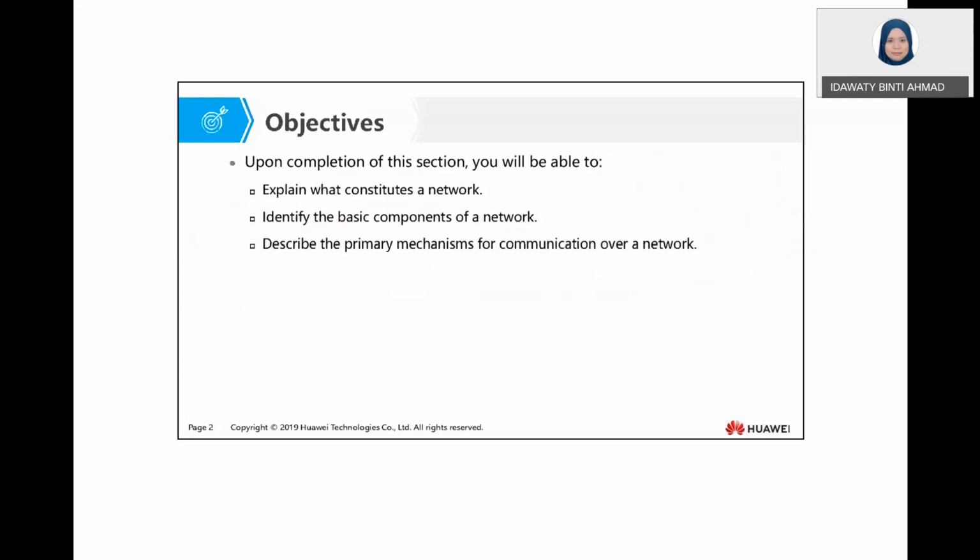So in the objective: define and explain what a network is. This is very basic. Identify the basic components of a network and describe the mechanism for communication over a network. Basically, describe the types of physical medium. So that's the content.